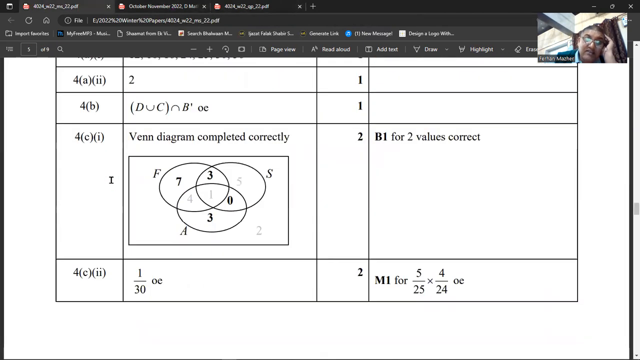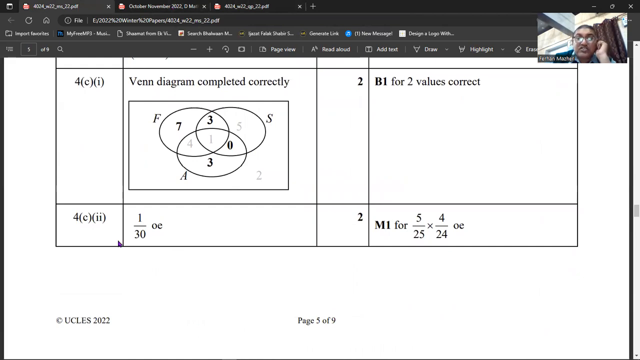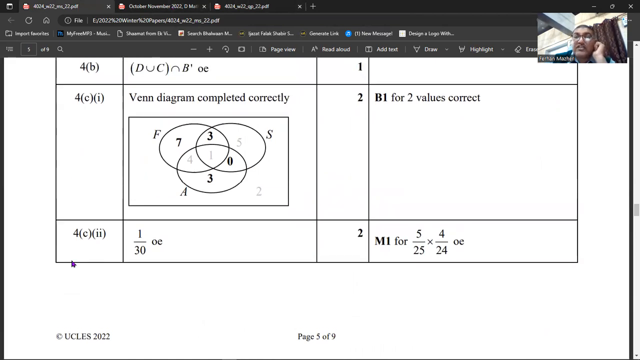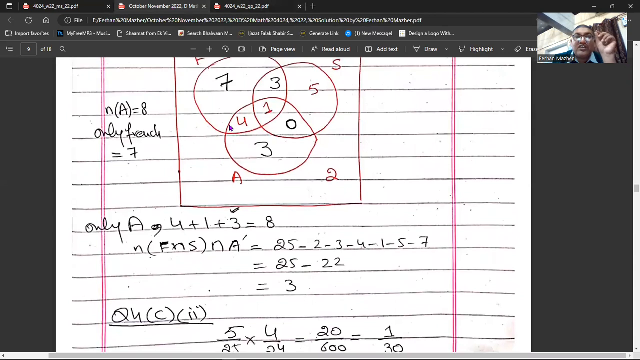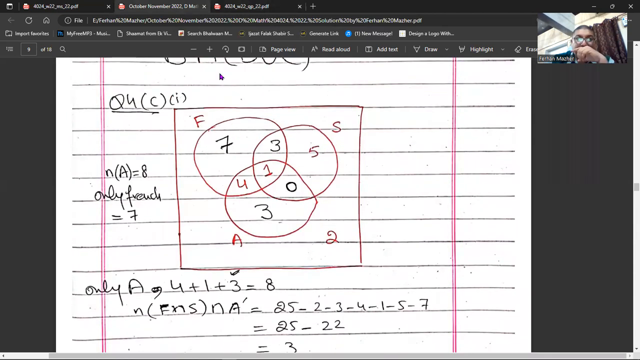So let's check. That's the solution, sir, and 1 by 30 is the right answer. I hope you understand this. This is a little tricky.